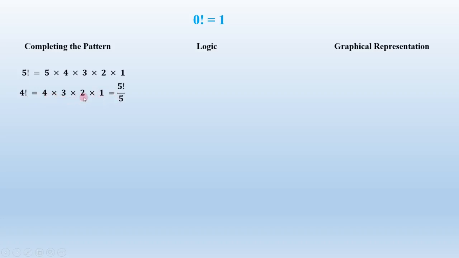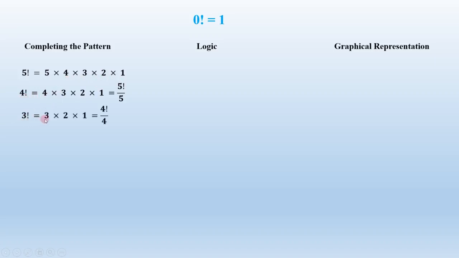This value can also be obtained by dividing 5 factorial by 5. So dividing 5 factorial by 5 will give us value equal to 4 factorial. Because if we divide 5 factorial by this 5 and this 5 cancels away, we'll get 4 times 3 times 2 times 1, which will be equal to 4 factorial.